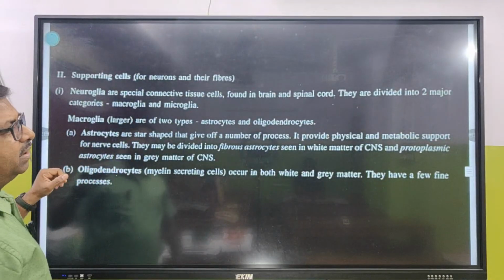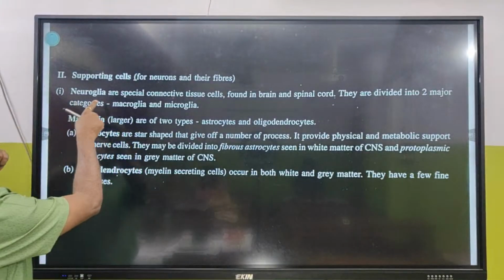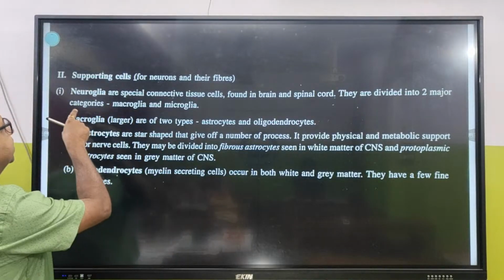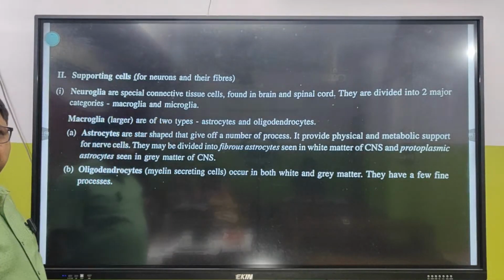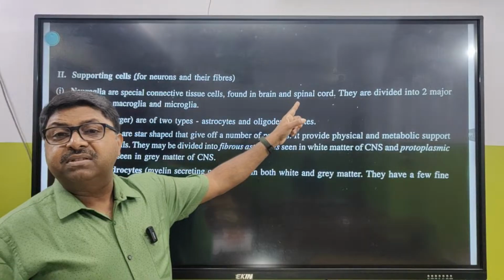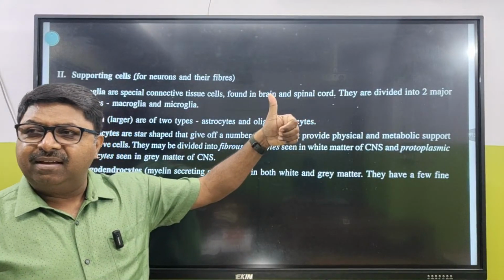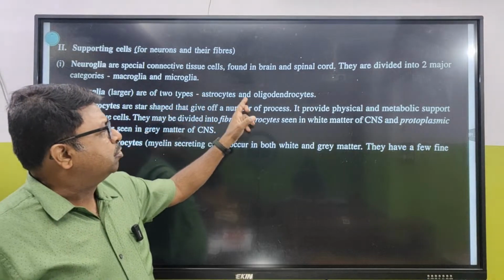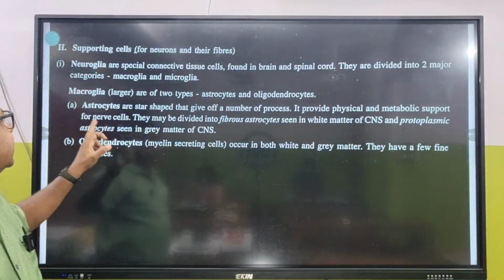Supporting cells. Now, you can get questions from here. Neuroglia are special connective tissues found in brain and spinal cord. They are divided into two major categories: macroglia and microglia. So they are present in the central nervous system. Brain and spinal cord make the central nervous system. Macroglia, they are larger, are two types: astrocytes and oligodendrocytes.